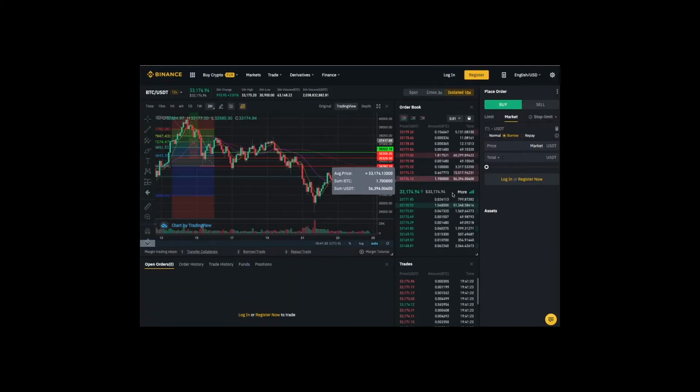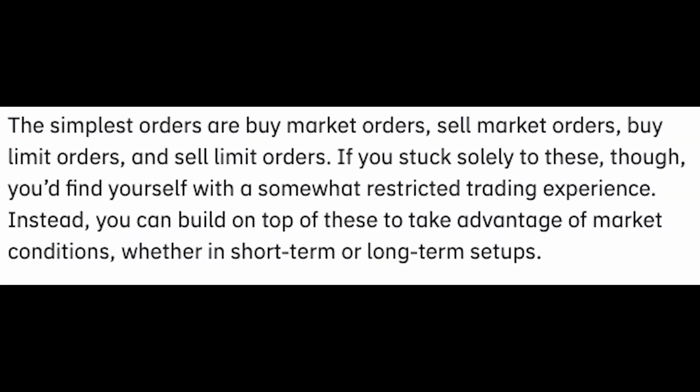Now, let's move on to some other types of orders. So the simplest orders, again, are buy and sell market orders, buy and sell limit orders. If you stuck to these, though, you'd find yourself with somewhat of a restricted trading experience. Instead, you can build on top of these to take advantage of market conditions, whether in short-term or long-term setups.